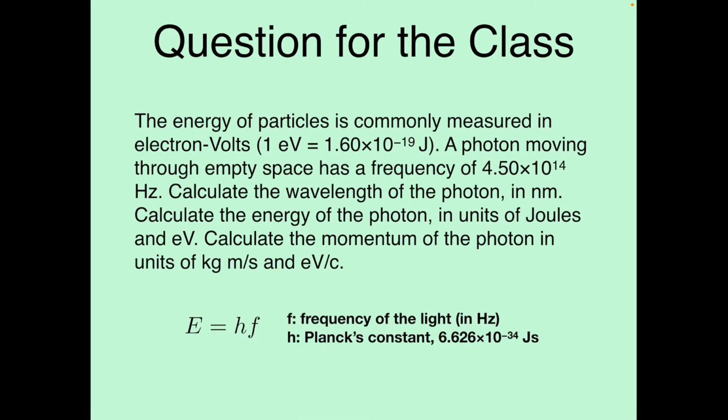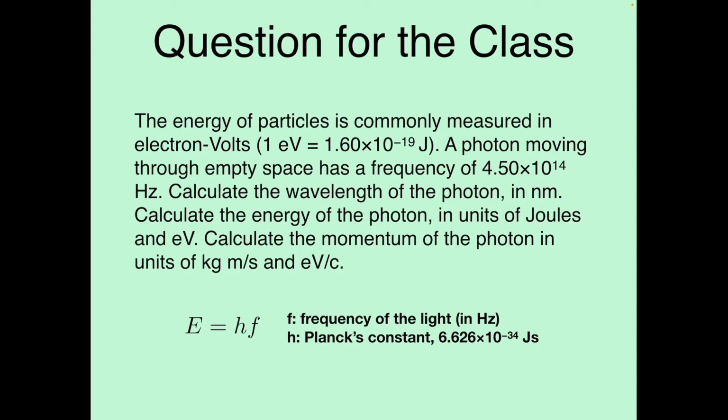So let's take a look at a quick example here. The energy of particles is commonly measured in units of electron volts, where 1 electron volt, or 1 eV, is equivalent to 1.60 times 10 to the minus 19 joules. So if you've taken physics 46, you know what an electron volt is. This is the amount of energy that an electron will gain if it crosses a potential difference of 1 volt. If you don't know what that means, don't worry. You'll learn about that in physics 46. For now, it's just an amount of energy.